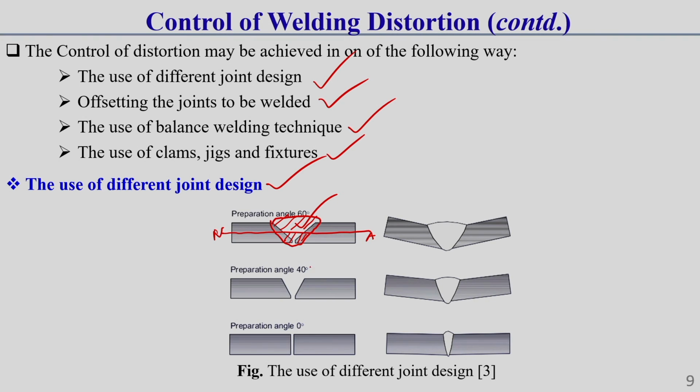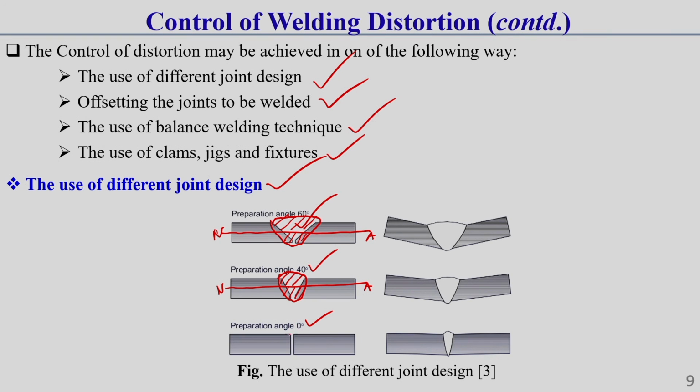That is why you see, once we reduce this V angle to, let us say, 40 degrees or even 0 degrees, we can control the distortion significantly. Because at 40 degrees the volume of material required will be less, and through the thickness the variation of the volume of weld material above the neutral axis is also less than the bottom side volume, correct.